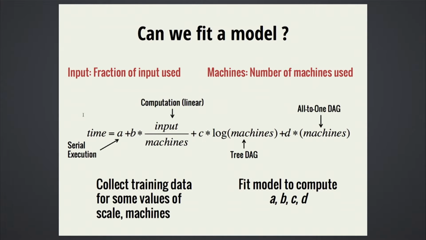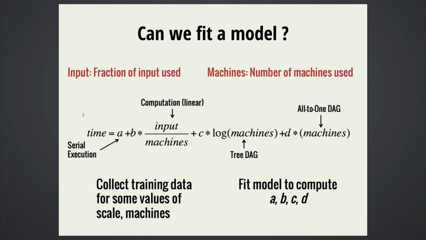Given these two variables, we can write out a performance model which looks something like this. The total time taken is the sum of a constant factor, which is the time spent in serial execution, shown here as A, plus a linear term, shown here as input by machines, that models the linear computation that goes on in parallel across all of the machines that you have. And then two terms which capture the communication patterns we saw previously. One to capture the tree communication pattern, which scales as log of the number of machines, and the other which scales linearly in terms of the number of machines.